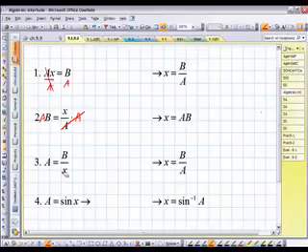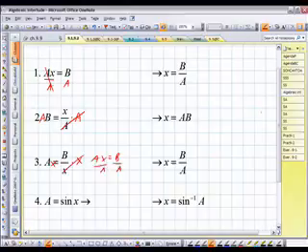This one's a little trickier, very useful though. A is equal to b over x. We can multiply both sides by x. So we have ax is equal to b, and then we can divide both sides by a so that x is b over a. But what I really want you to notice is that basically we just end up switching these guys, a and x.